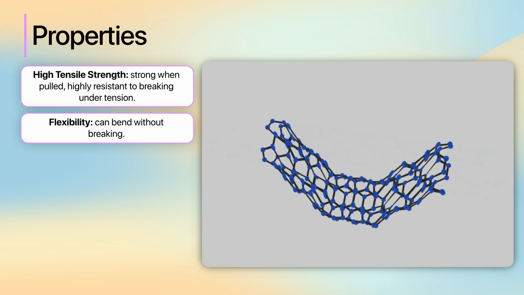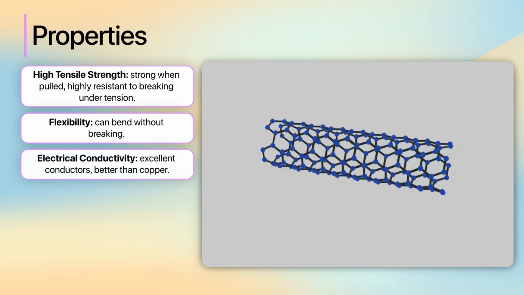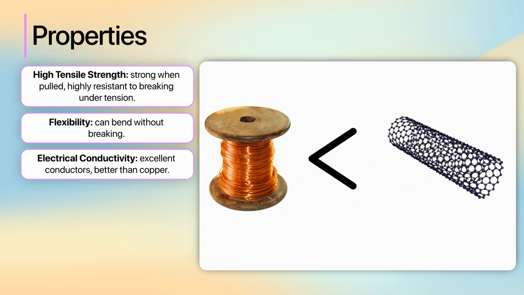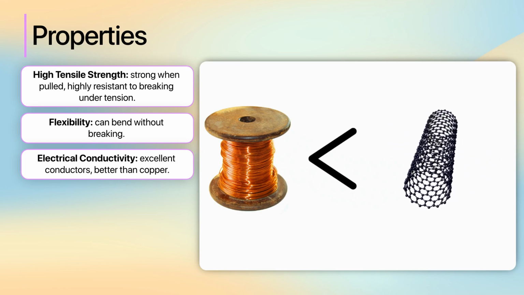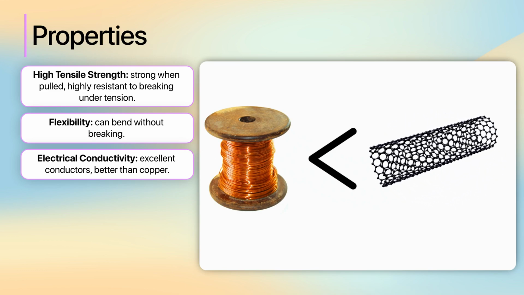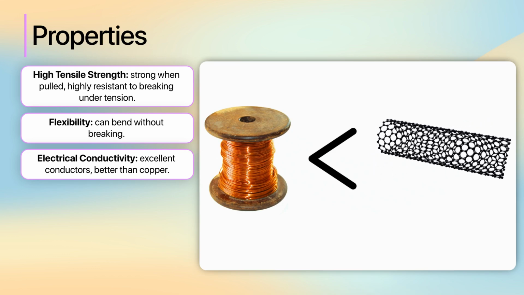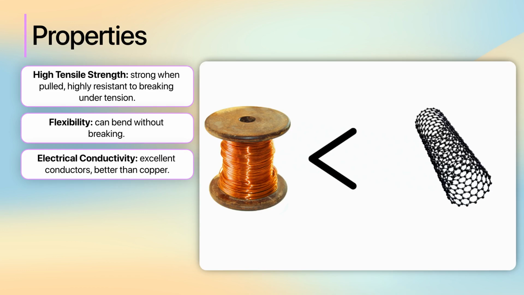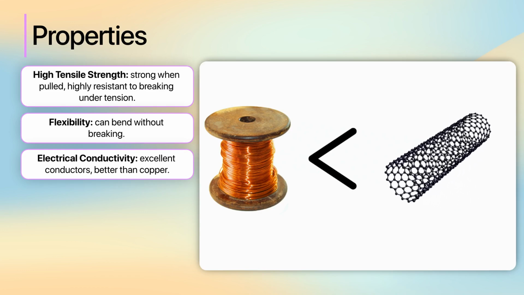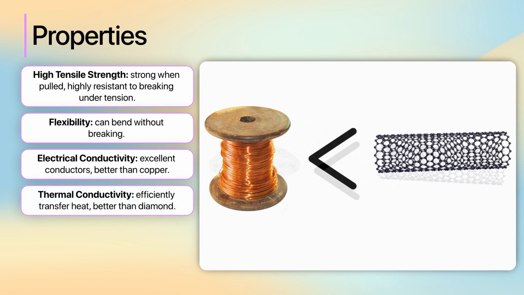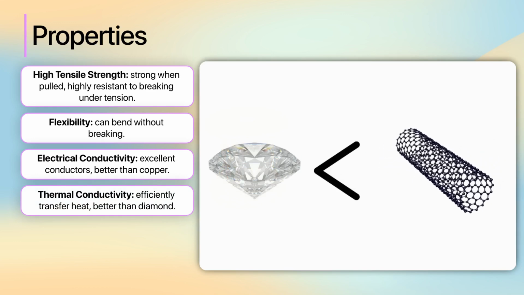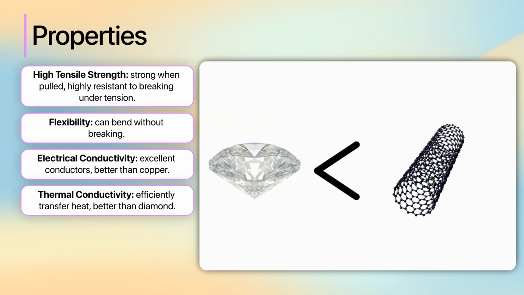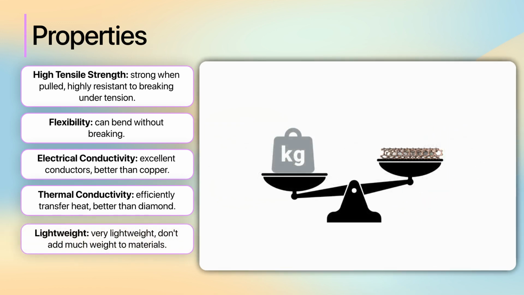Next is their capability as electrical conductors. Carbon nanotubes are excellent conductors of electricity. Their electrical conductivity can surpass that of metals like copper, making them highly valuable in electrical and electronic applications. They also possess remarkable thermal conductivity. They can efficiently transfer heat even better than diamond. Finally, they are extraordinarily lightweight. This, combined with their strength, makes them ideal for strengthening materials without adding much weight.